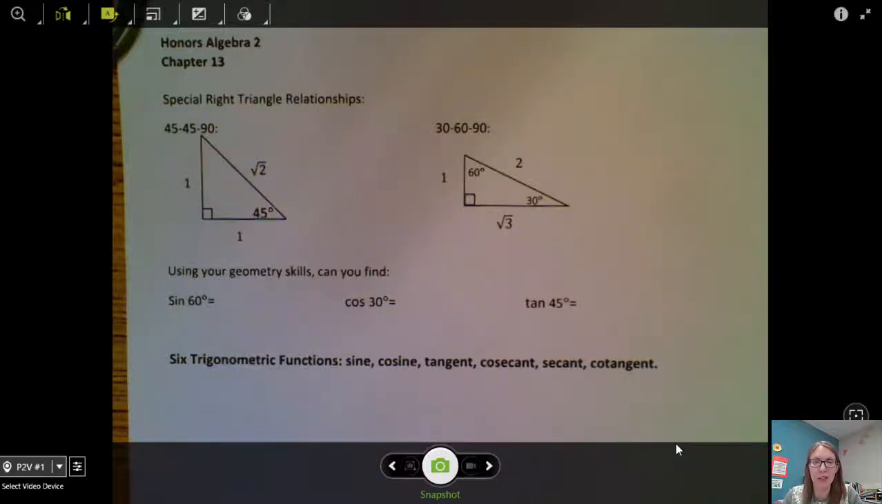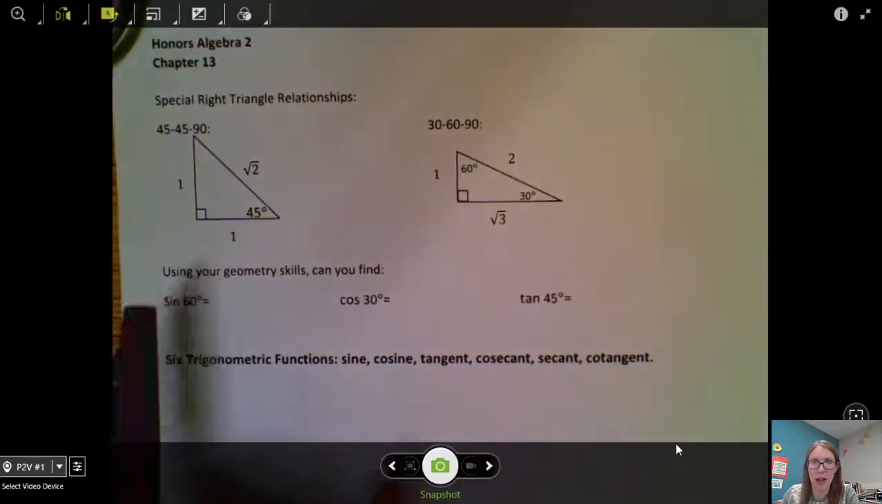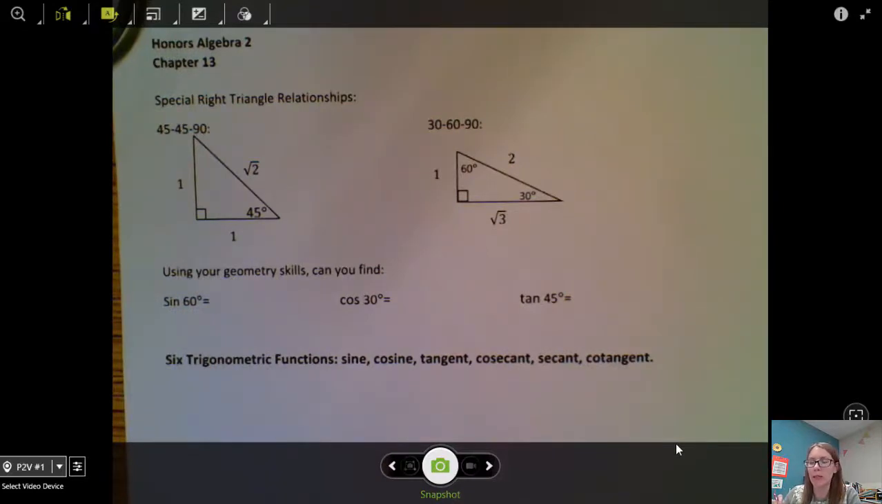Today we are going to start finding some values of different angles, like the sine of 60 degrees and the cosine of 30 degrees. Before that, though, we are going to recap a couple of things from geometry. First of all, back in geometry, you learned two different types of special right triangles.